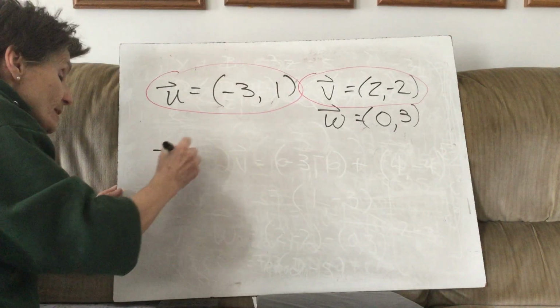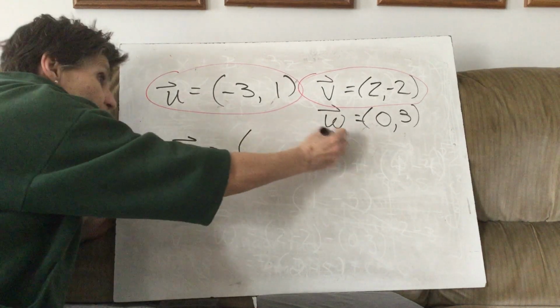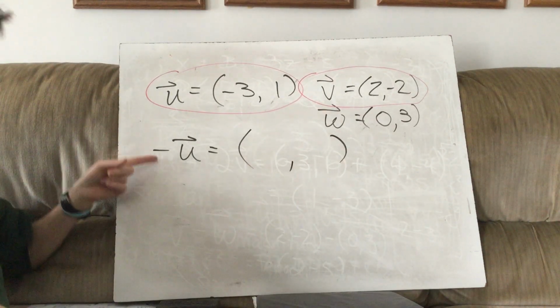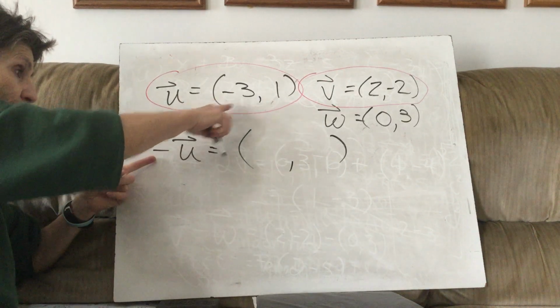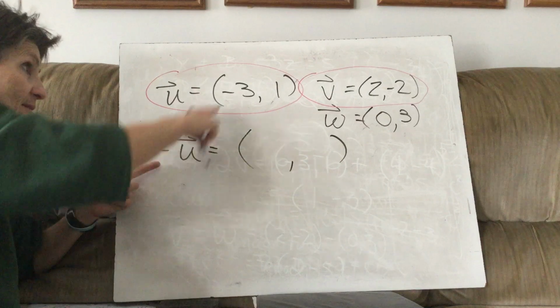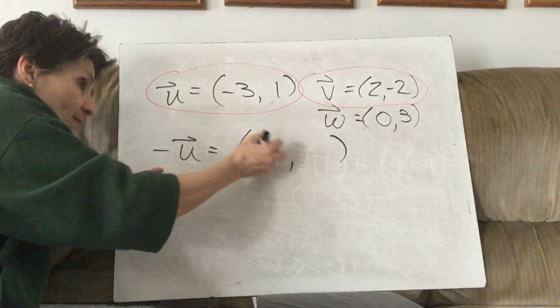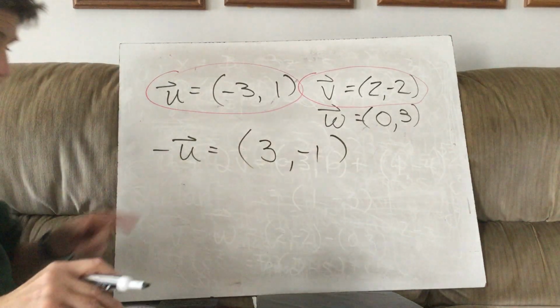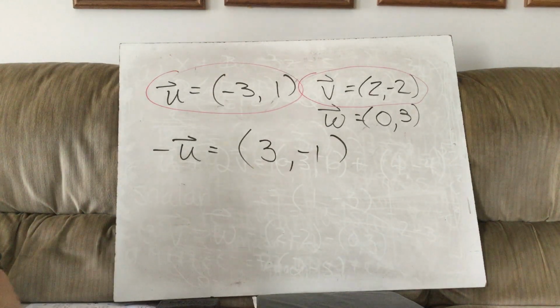Now we have this. This is another one where I know you know this. Put a negative sign out in front. Guess what that's going to do? That's just going to take the opposite of all that. So the opposite of negative 3 would be positive 3. And the opposite of 1 is negative 1. So that is all there is to that one.